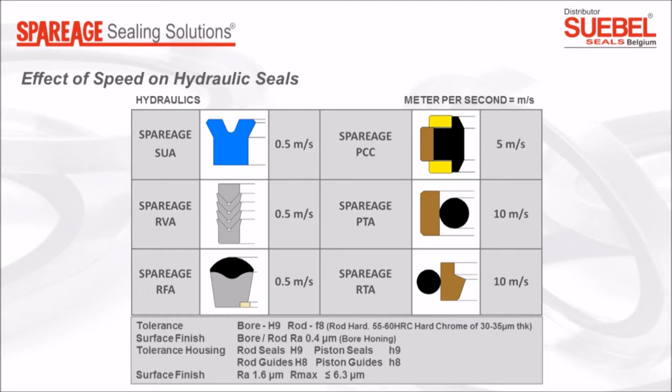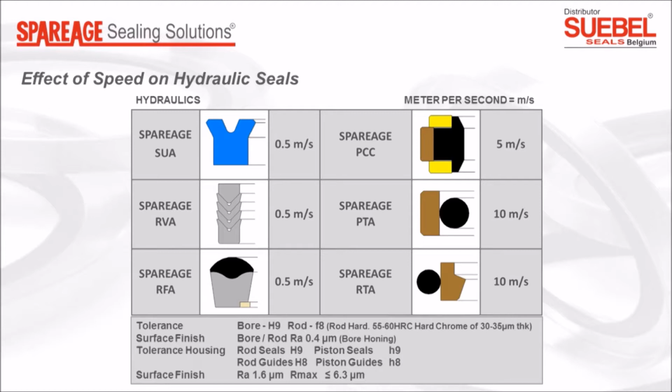Due to stick-slip movement, all elastomer seals like nitrile, Viton and thermoplastics like PU have a limit of 0.5 meters per second, compared to 10 meters per second for seals like Spare Edge GR and SS type, where the main sealing element is a self-lubricating material, bronze-filled Teflon.